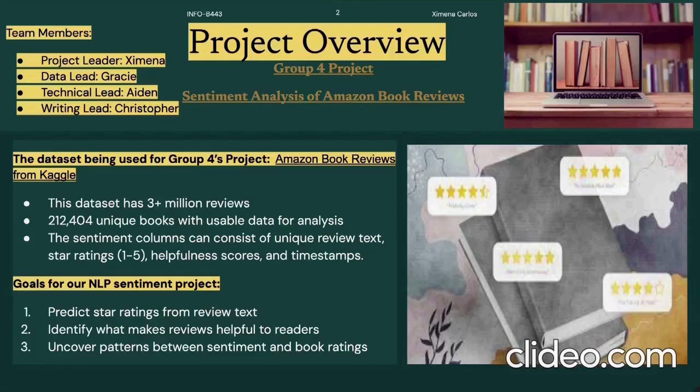This dataset has 3+ million reviews, and it has over 200,000 unique books with usable data for analysis. The sentiment columns consist of unique review texts, star ratings, 1 through 5, helpfulness scores, and timestamps. Goals for our NLP sentiment project are number 1, predict star ratings from review text. Number 2, identify what makes reviews helpful to readers. And number 3, uncover patterns between sentiment and book ratings.